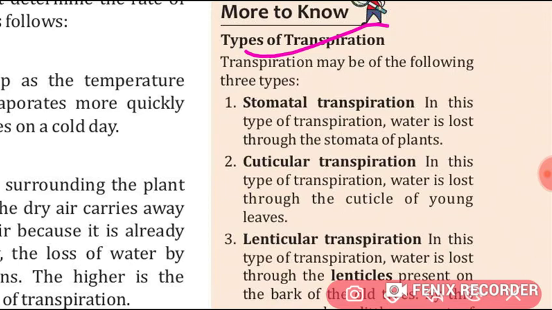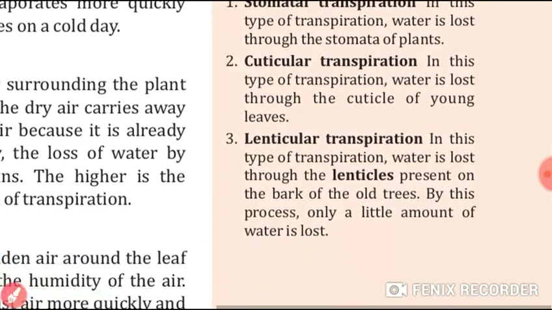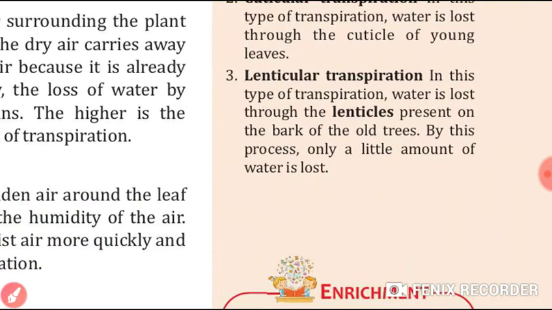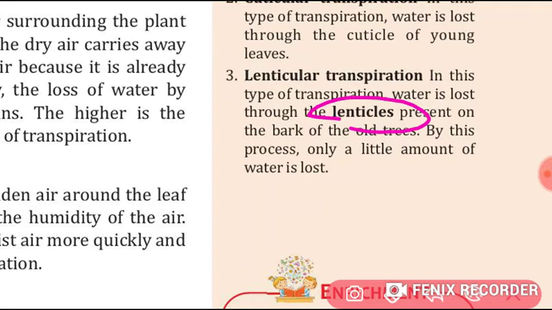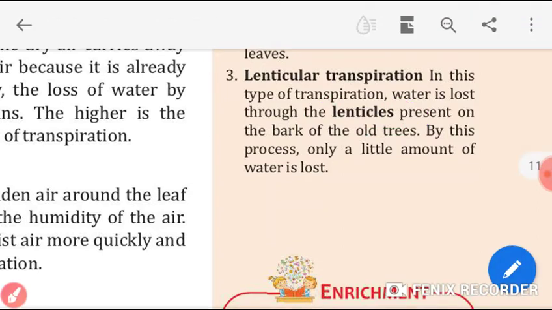First of all, stomatal transpiration. In this type of transpiration, water is lost through the stomata of plants. What is cuticular transpiration? In this, water is lost through the cuticle of the young leaves. Lenticular transpiration: in this type of transpiration, water is lost by the lenticels. Where are they present? They are present on the bark of old trees.